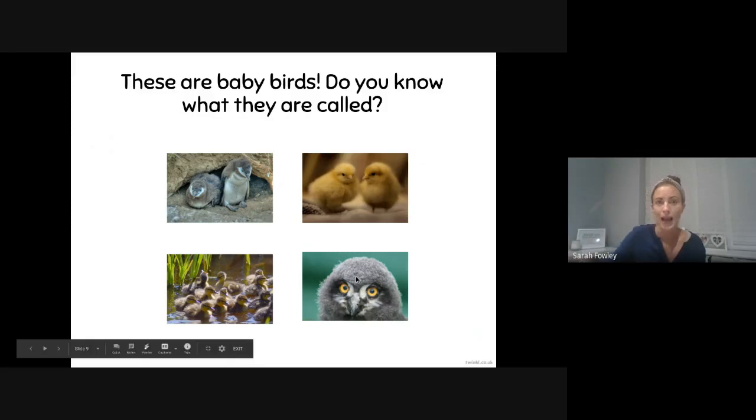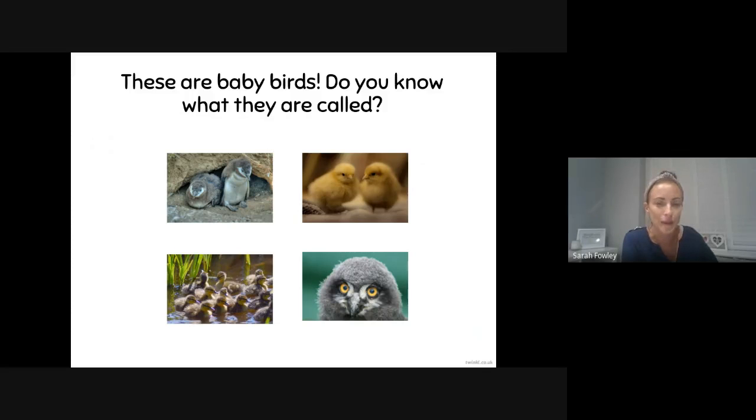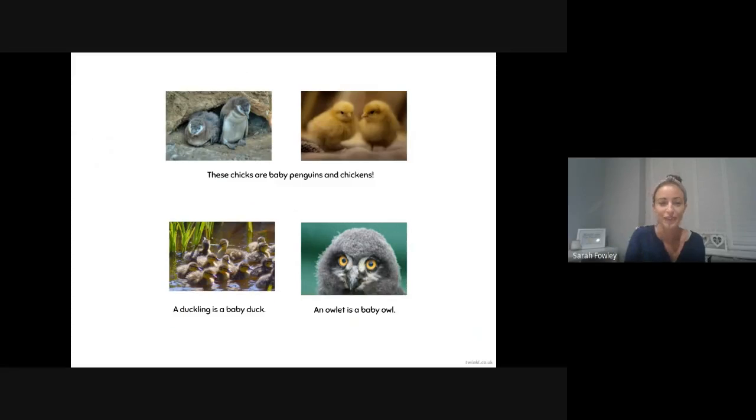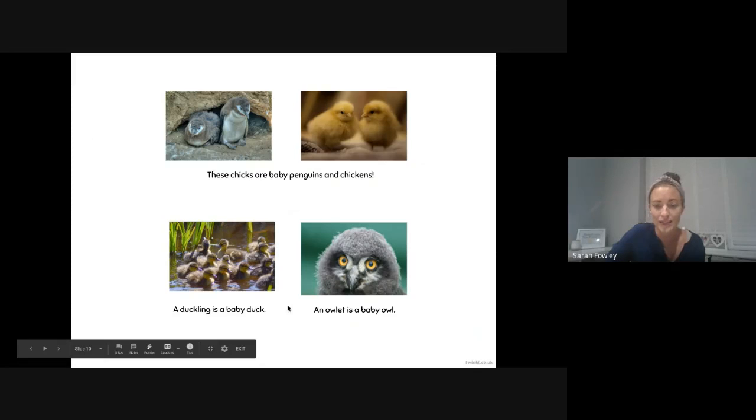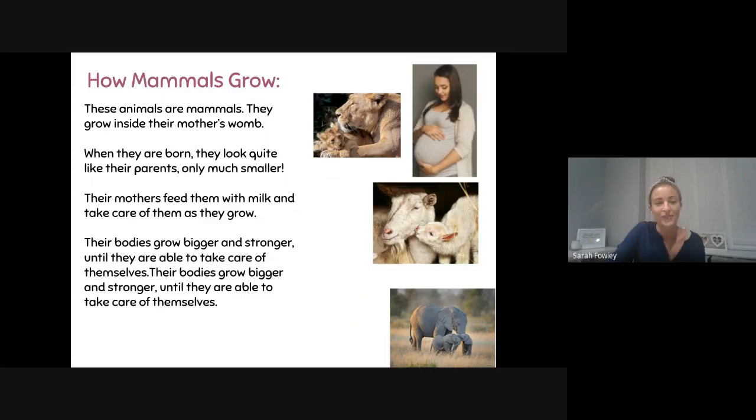Again, we add some letters to the end of the word owl for this one's baby name, and it's called an owlet, okay? So the penguins and the chickens are chicks. These chicks are baby penguins and baby chickens. Down here we have ducklings, and they are baby ducks, and an owlet is a baby owl. So we've learnt the different names for what our baby animals are called.